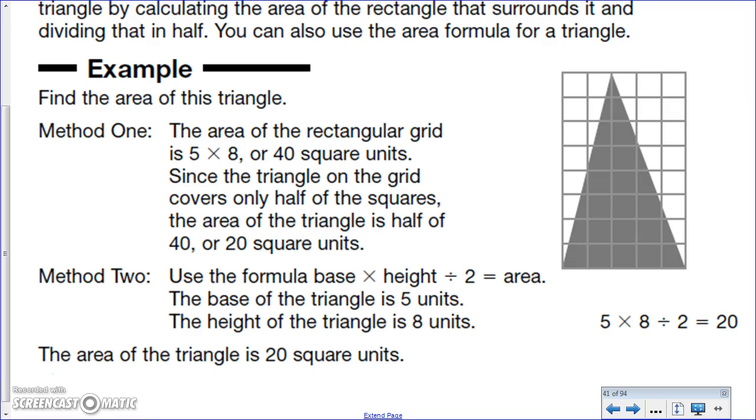Method 2 is to use the formula base times height, which we know is the rectangle area formula, and then divide it in half since the triangle is only half the size of the rectangle. So base times height divided by 2 gets you the area of a triangle. The base of the triangle is 5 units. The height of the triangle is 8 units. So 5 times 8 is 40, divided by 2 is 20. So the area of the triangle is 20 square units, or 20 units squared.